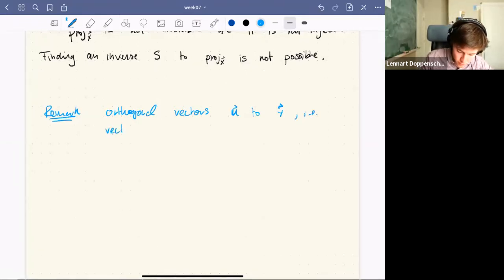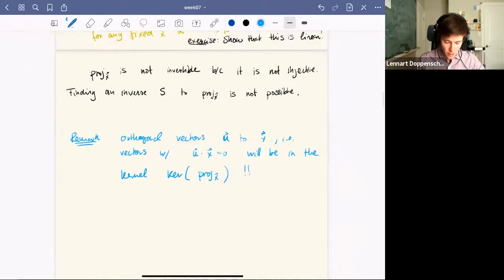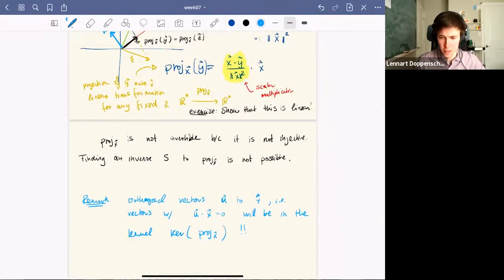That is, vectors with dot product between x and u equal to 0 will be in the kernel of the projection onto x. And this is non-trivial, so it's non-injective. That's a good point, thanks for pointing that out. Idris also wrote in the last messages that this is exactly the null space, the kernel of this projection, and because this is non-trivial, this can't be invertible. I guess that's just a useful thing to know.